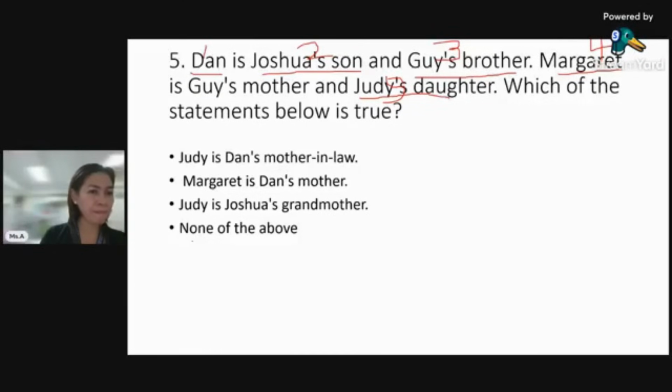Letter C. Si Dan daw ay malito. Okay. Anak ni Joshua, si Josh.